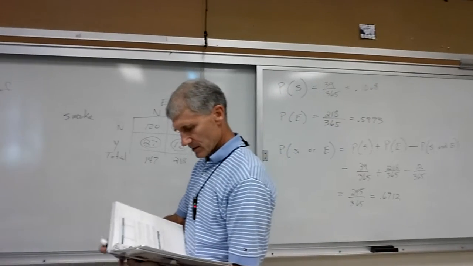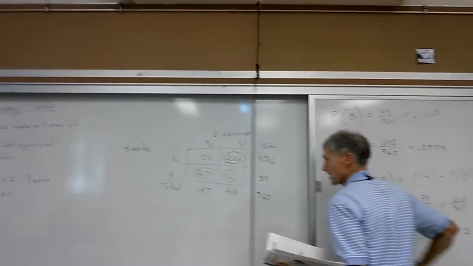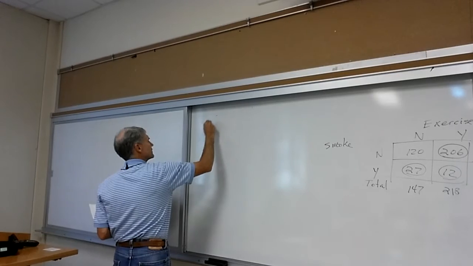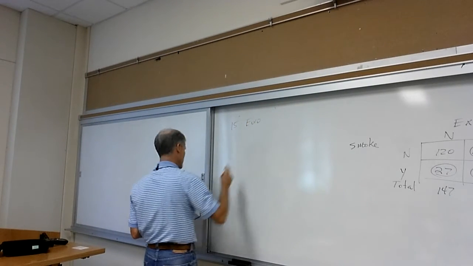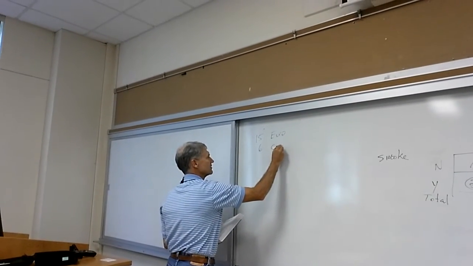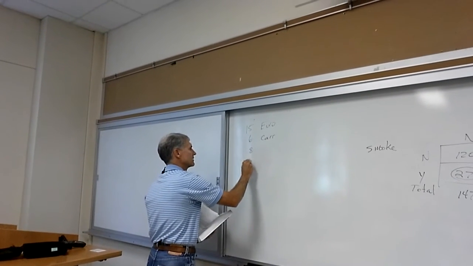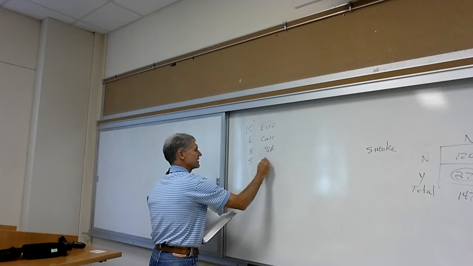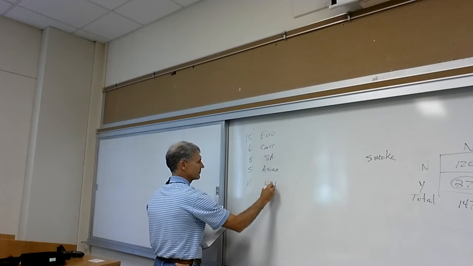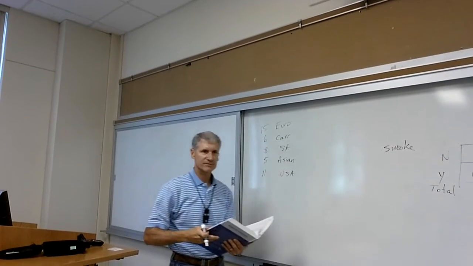Well, let's see. It says, of those flights, there are 15 European destinations. There are 6 Caribbean destinations. There are 8 South American, 5 Asian, and 11 domestic. So within the USA. Okay? So there's the numbers.